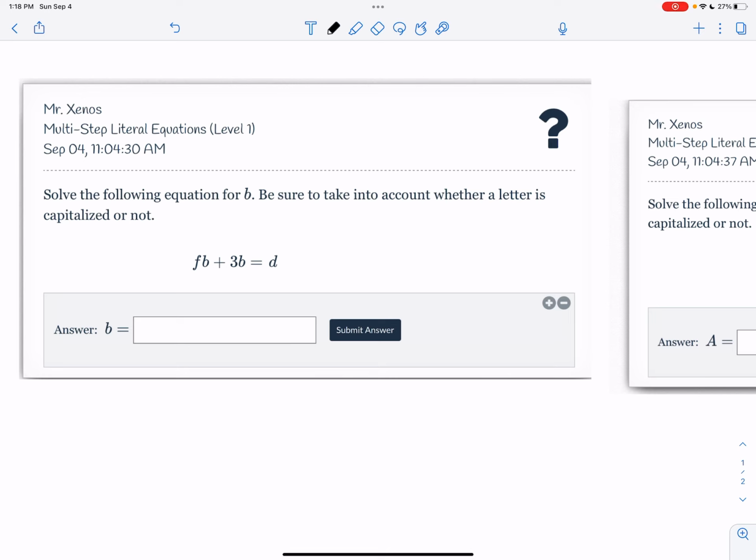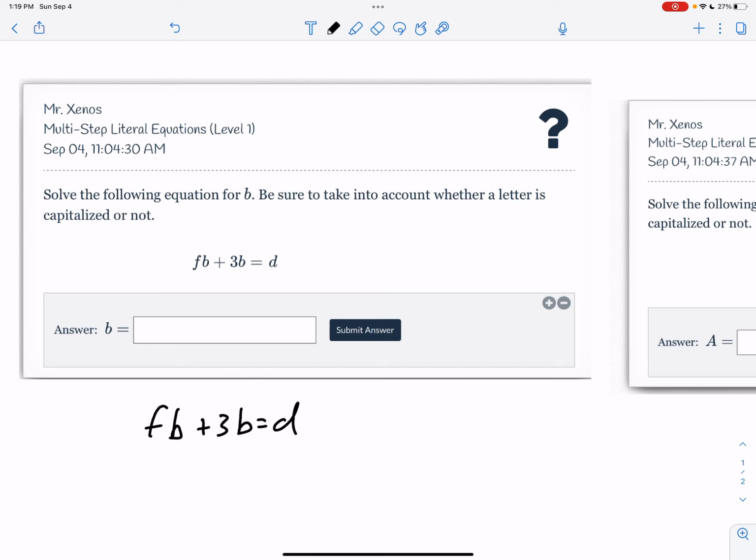Multi-step literal equations. Okay, this one's a lot harder, and I don't even know if I assigned it, but let's try it. We're solving for b. I get fb plus 3b equals d. This is a little bit extra. If you do not want to go into this part right now, you can go ahead and stop the video, and you can come back and watch it again later. This is just a little bit extra. This is a little bit harder because it's multi-step literal equations.